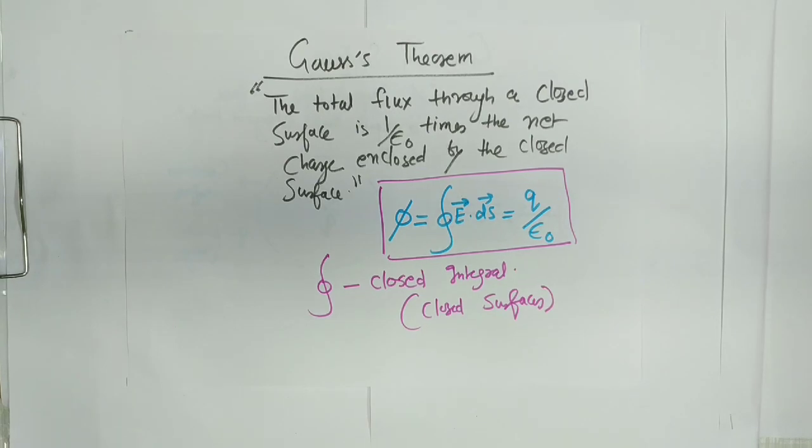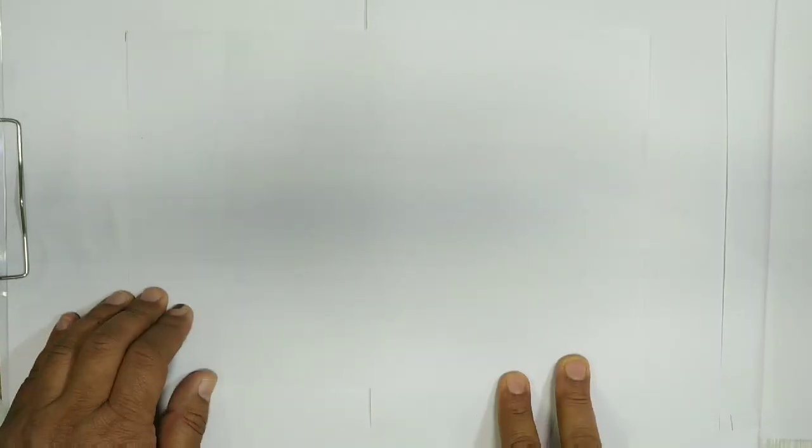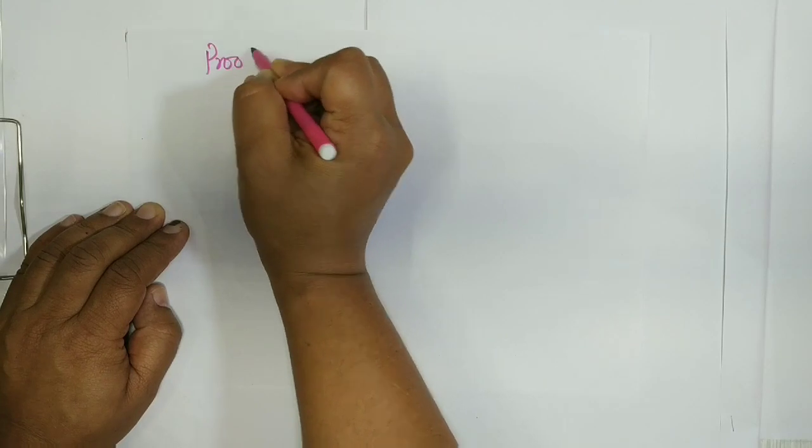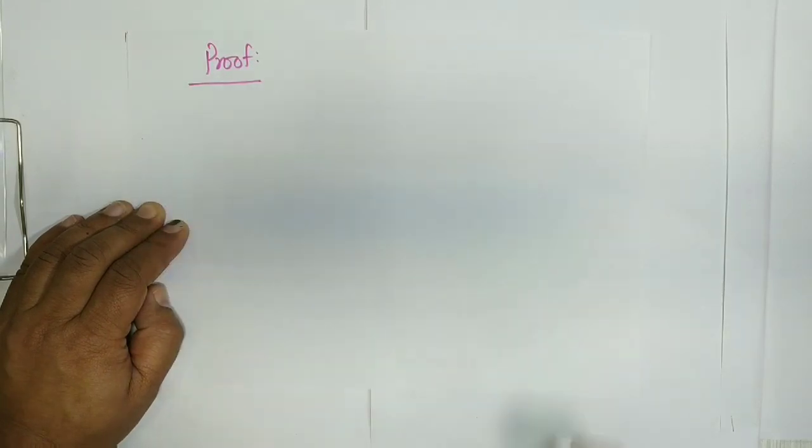Gaussian surface. So how are we going to derive Gauss law? That is also very important. How will phi be Q by epsilon naught? So we'll talk about that also. Now the proof. We are talking about the proof of this Gauss theorem.